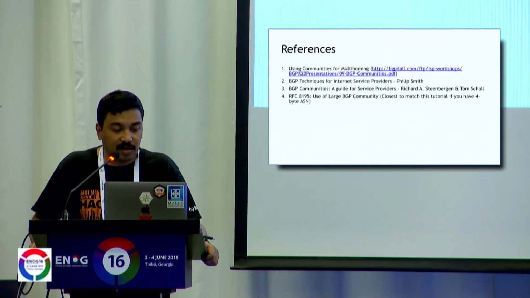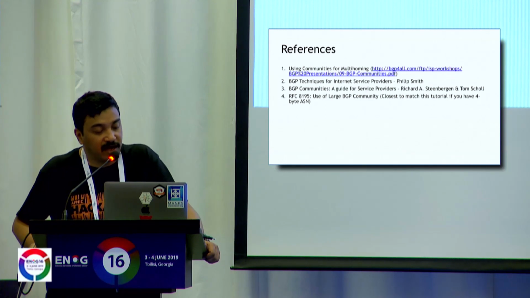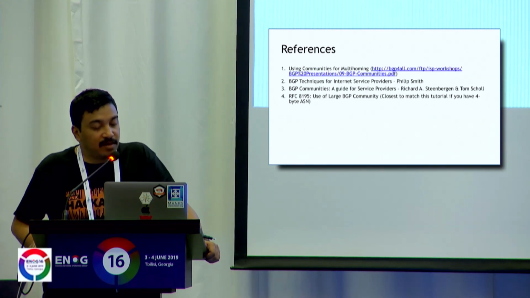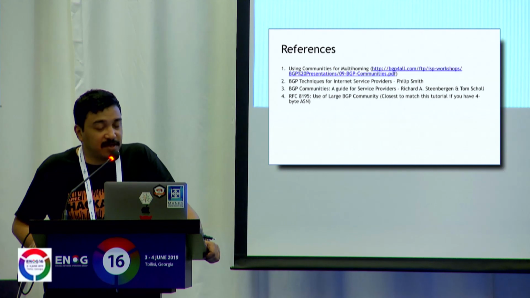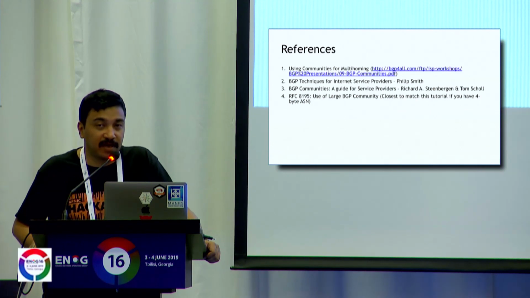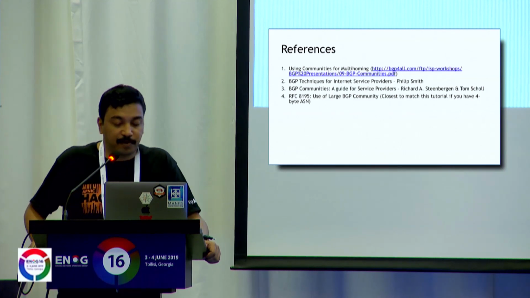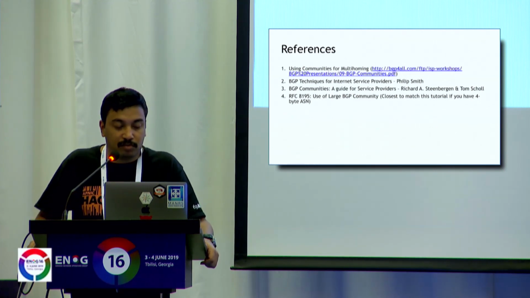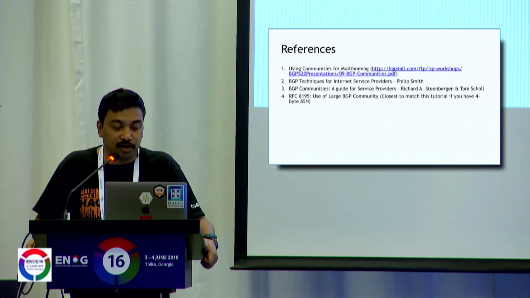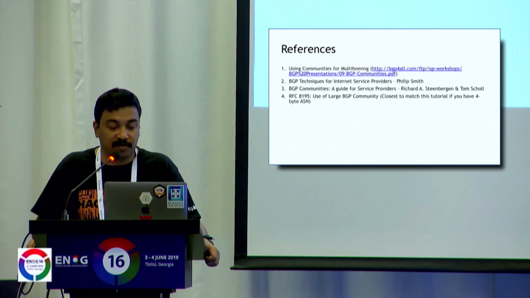Here are some references for your purpose. One important thing here is RFC 8195. This is actually the use of large BGP community, and this is actually the closest match to this tutorial if you have a 4-byte AS number which you want to design and deploy within your network. So if you have a 4-byte ASN, you should go through this document. This document should be very helpful for you.